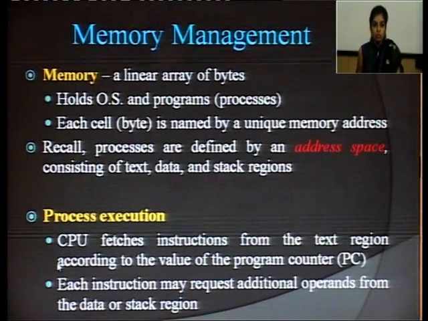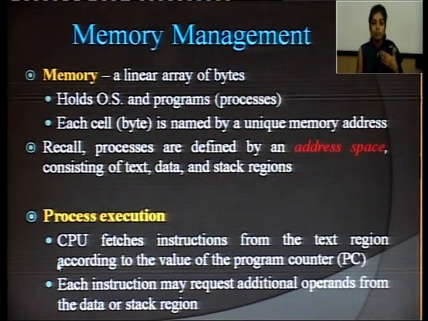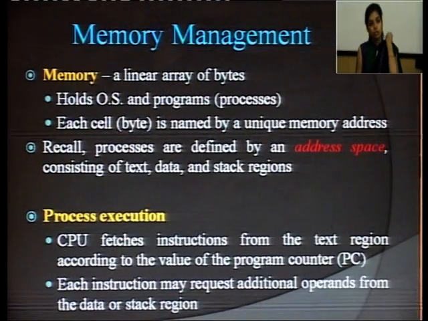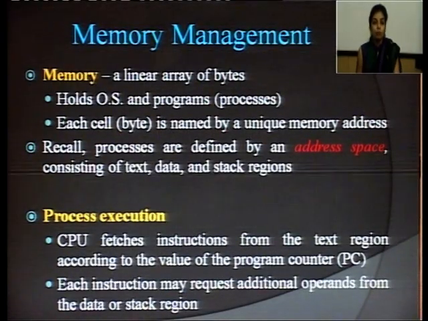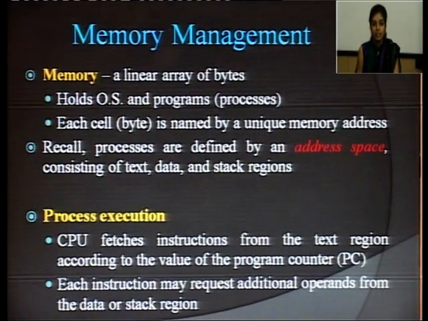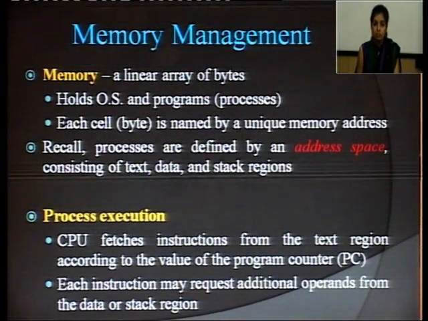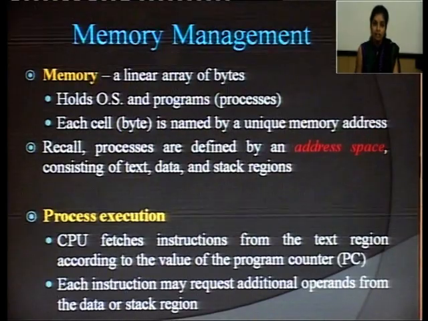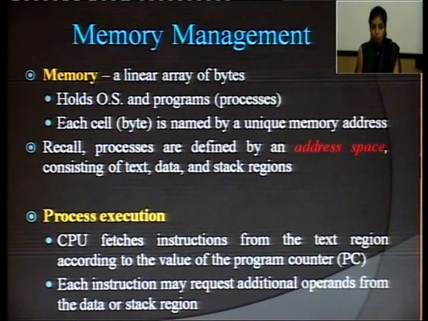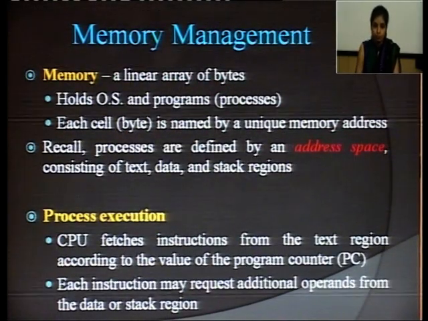Process execution: the CPU fetches an instruction from the text region according to the value of the program counter. Each instruction may request additional operands from the data or stack. Then that data should be stored in some stack memory location, and after that the operation is performed.